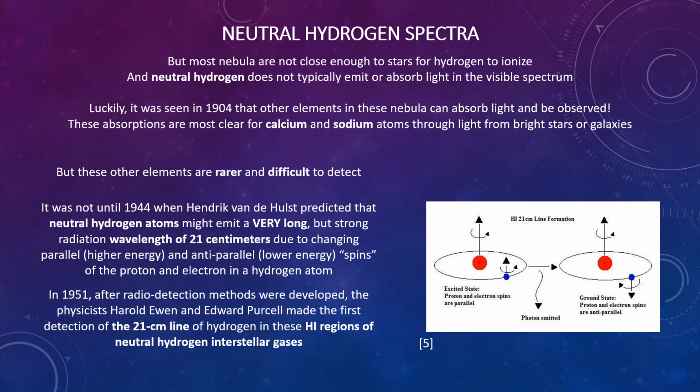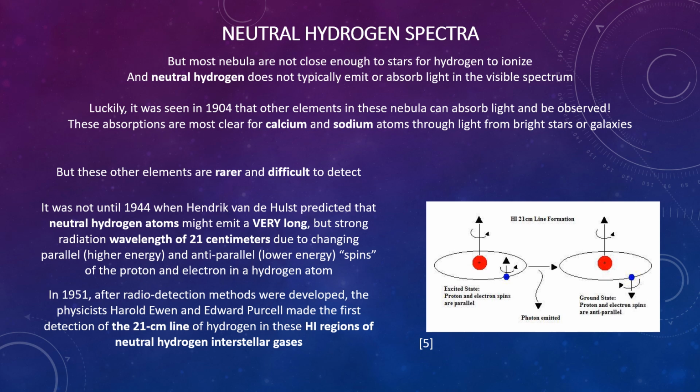And so this is where we look for calcium and sodium atoms in the nebula to find their absorption lines. But calcium and sodium are much rarer, and difficult to detect in sufficient quantities in these gas clouds, and so we still needed a way to detect neutral hydrogen.